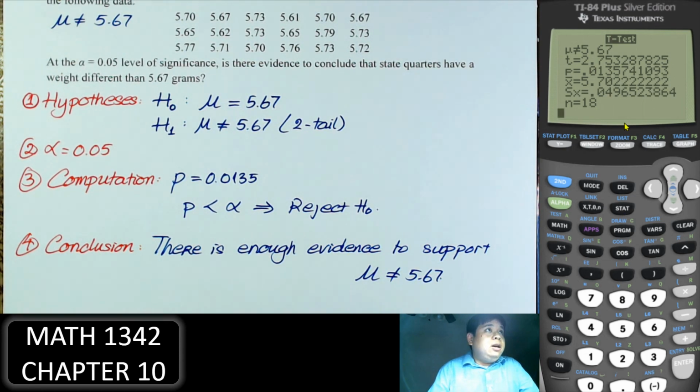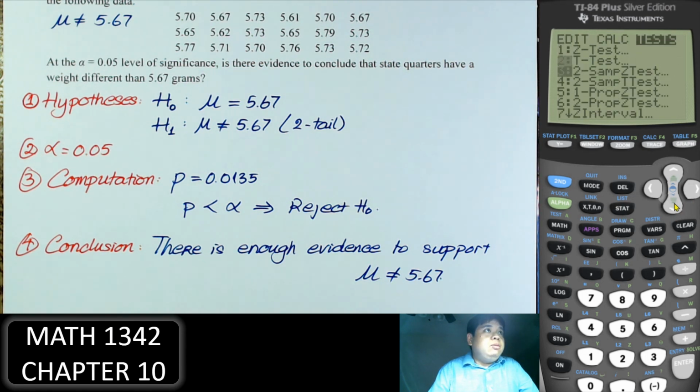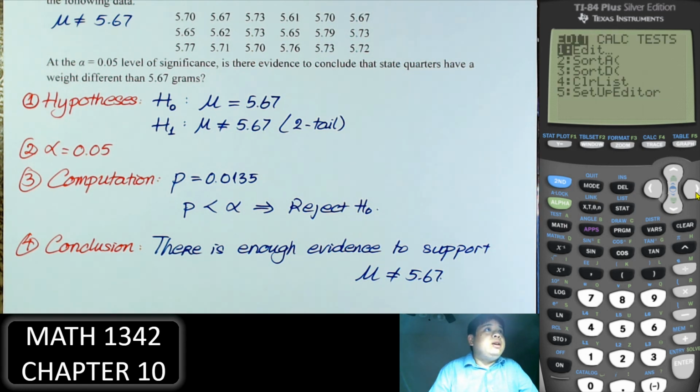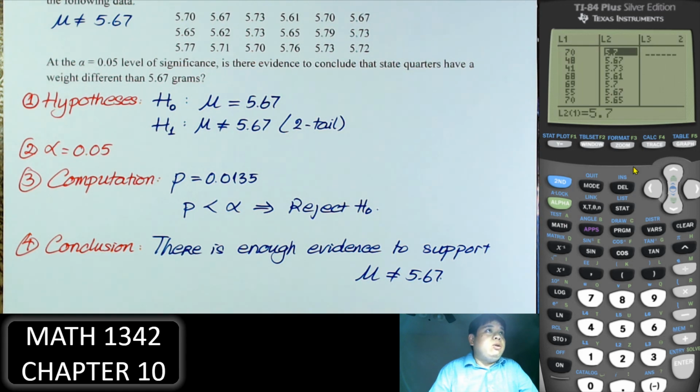Again, we have that information, and we use the t-test and the data comes from the second list. It's not equal to 5.67. Right. So just make sure that you have that on list 2. Right. So with that, we finished the statistics.